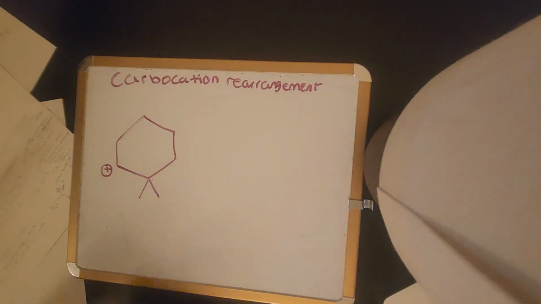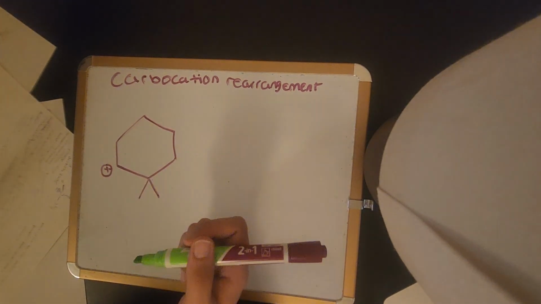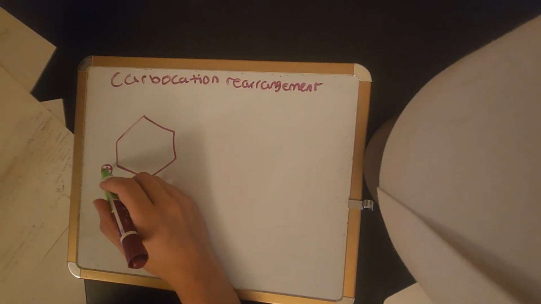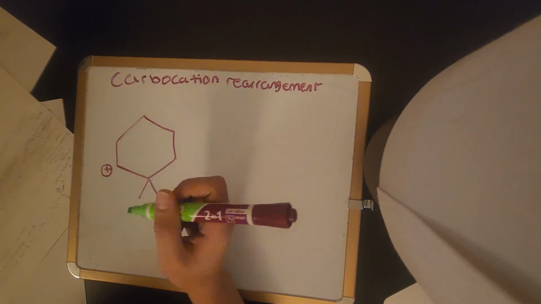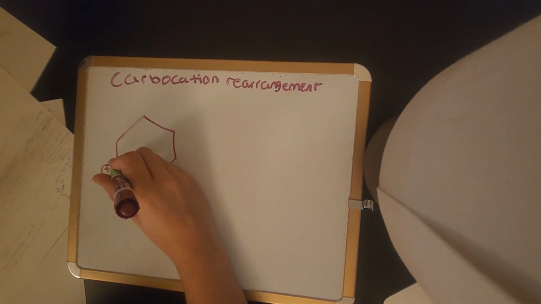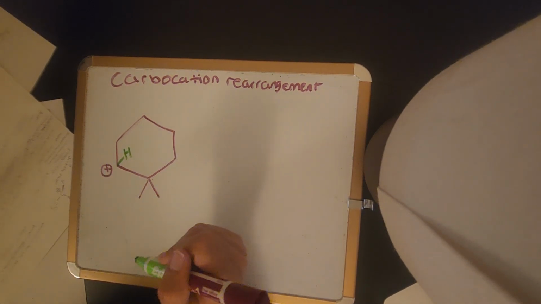All right, now we're going to solve a problem that deals with carbocation rearrangement. So here, there are 2 things to know. Every carbon is bound to 4 elements. However, this carbon has a plus. When carbon has a plus, that means it only has 3 bonds. So you only have 1 hydrogen here.